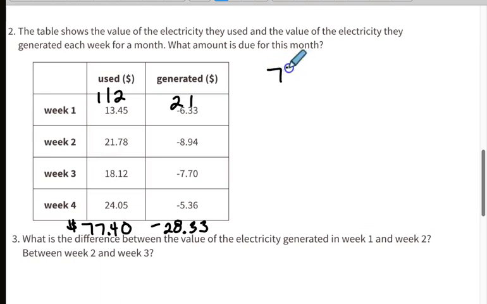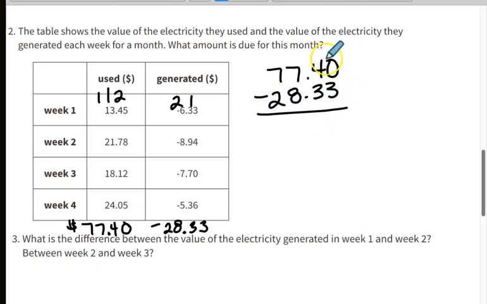So their bill was $77.40, but we're going to take away $28.33 in credit. Let's see what they have left to pay. 17 minus 8 is 9, and 6 minus 2 is 4. So their bill this month is only going to be $49.07 because they were able to take away credit from their solar panel.